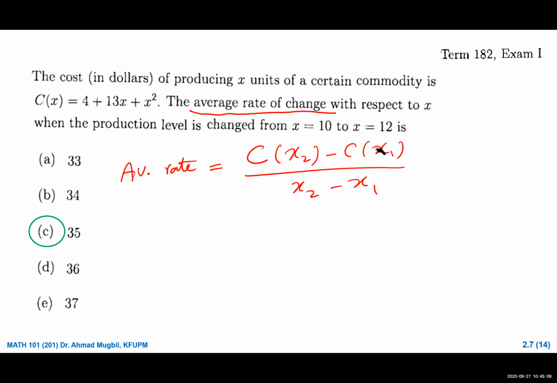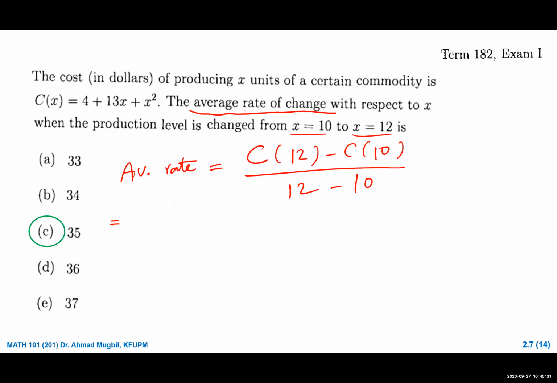So what is x2 and x1? They are given, here they are. So it will be the value of the function at 12 minus the value of the function at 10, over 12 minus 10. What is an easy task? Now it comes to the calculator. You don't need a calculator. How to calculate this easily during the exam?